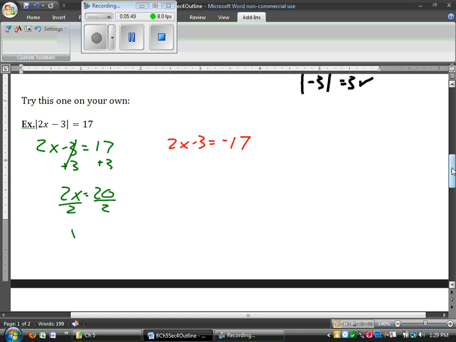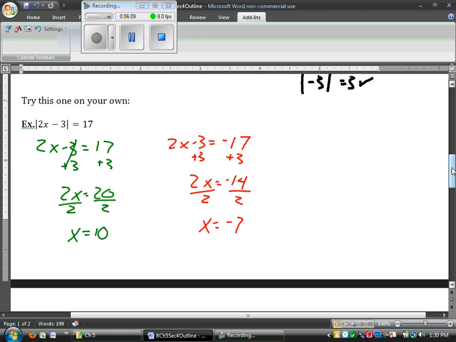Divide by 2, and x is equal to 10. Now let's solve it when it's equal to negative 17. We can add 3. 2x equals negative 14 this time. Divide by 2 so that x equals negative 7.